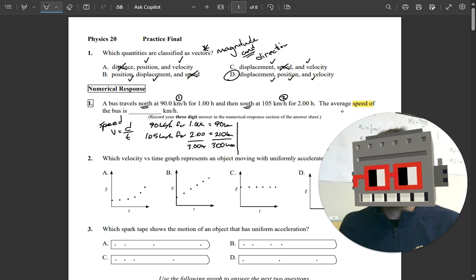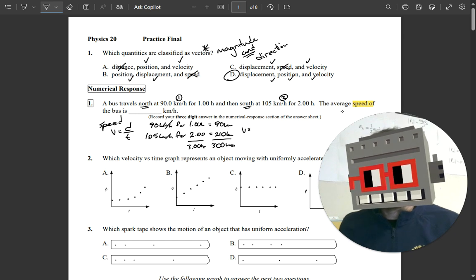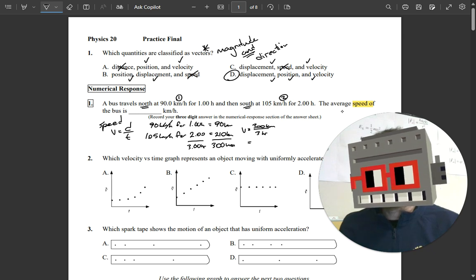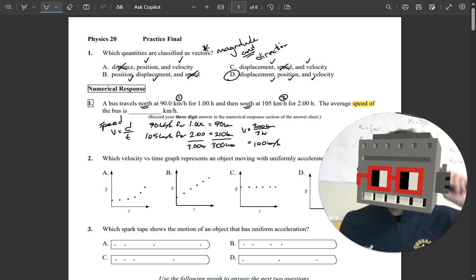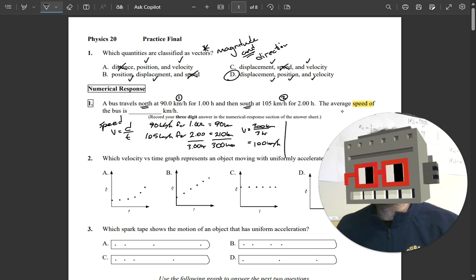So if I do V equals D over T, I'm going to have 300 kilometers divided by 3 hours. That's going to be 100 kilometers per hour. So that's my answer, 100 kilometers per hour. No direction, because speed is a scalar quantity.